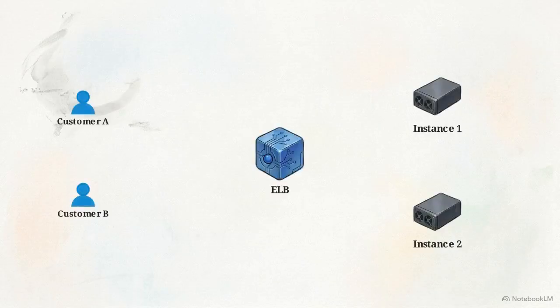Under default configurations, an ELB distributes client requests using a round-robin or least outstanding requests algorithm. This random distribution breaks stateful applications, specifically when user session data, like a shopping cart, is saved locally in the memory cache of a single EC2 instance. To solve this routing problem for stateful architectures, you can enable active session affinity, known as sticky sessions.